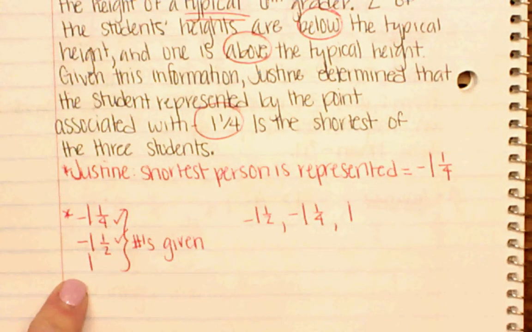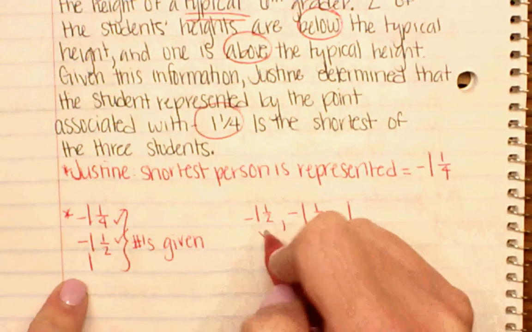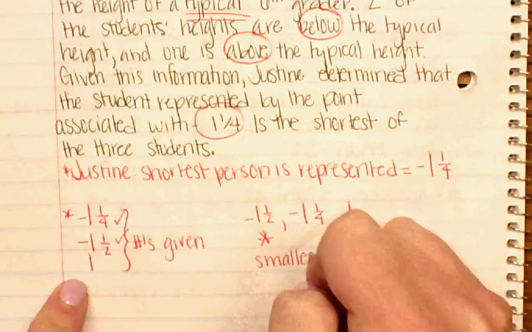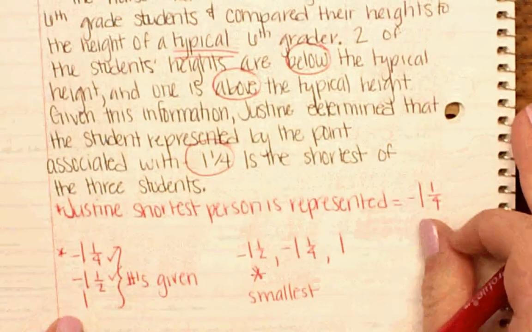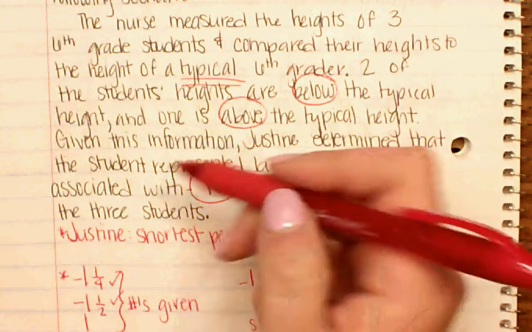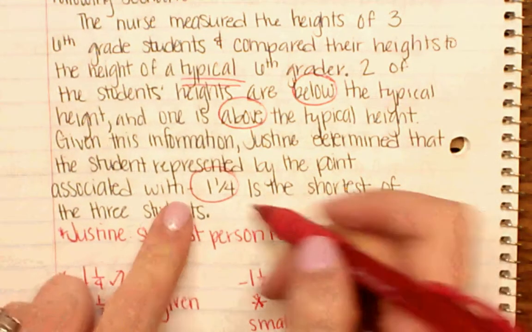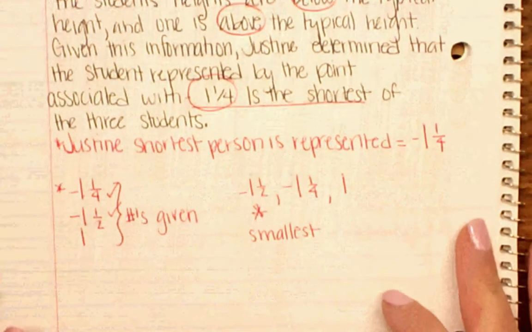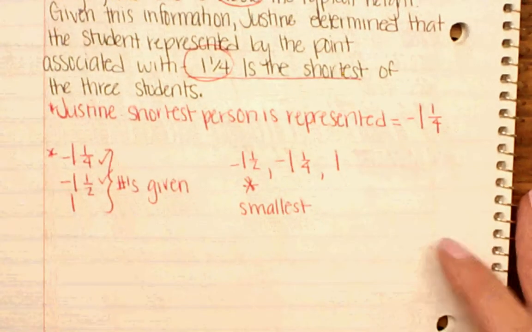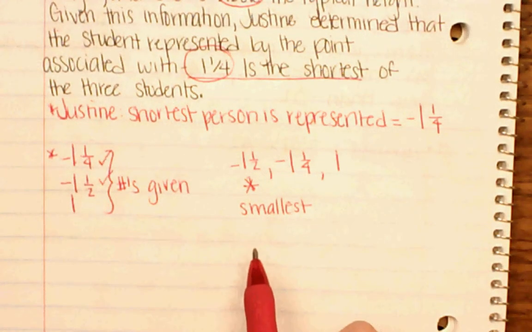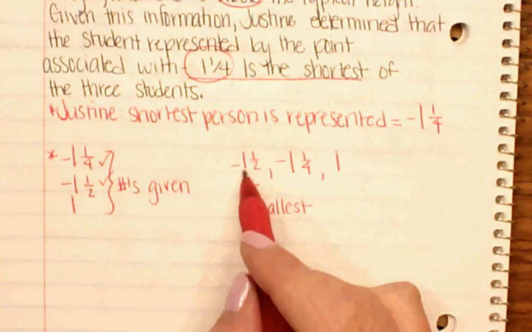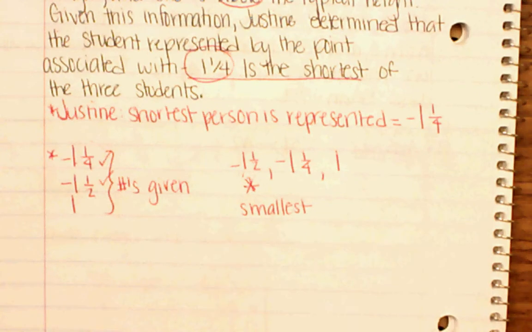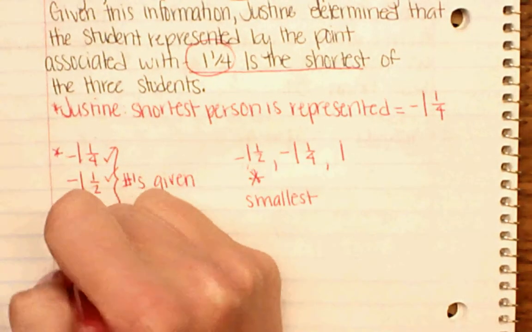So looking at it, we said negative 1 1/2 is the smallest. Justine says the student represented by the point of negative 1 1/4 is the shortest. So do we agree or disagree? Well, she says it's negative 1 and 1/4. I know it's negative 1 and 1/2, because negative 1 and 1/2 is further from 0 on the number line. So we're going to write it out now. I disagree.